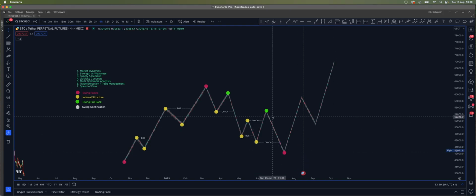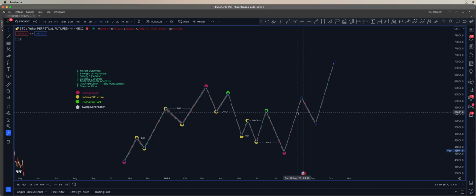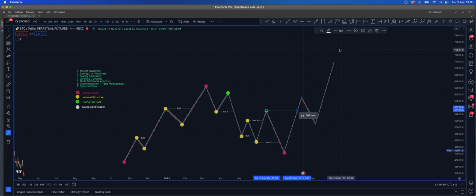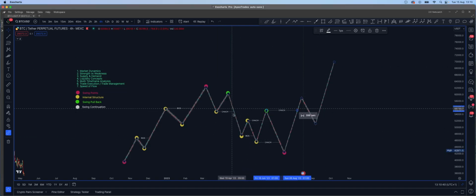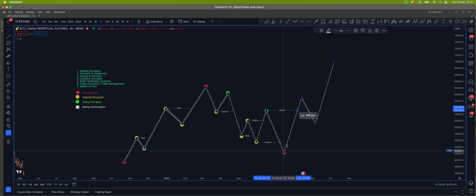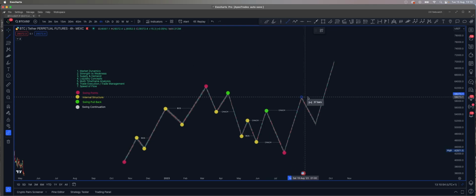Right? Then we create this low. Then what are we waiting for? Bang. What would this be? Change of character or break of structure? Well, technically it is still a change of character, because each time we've created a new change of character, we haven't created any other internal structure. We added a change of character here, trend continuation, break of structure, but then broke back above, change of character, broke back down, change of character, broke back above, change of character, come back down. Now we get a break of structure here.